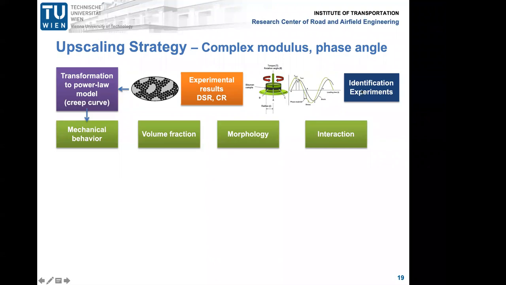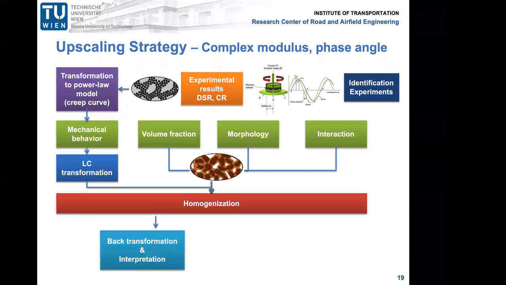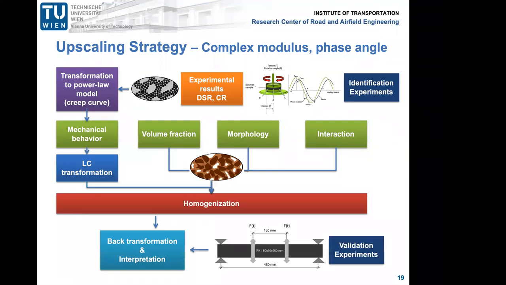We have to do some identification experiments on the binder scale. So here I already mentioned that we are using the DSR or the creep recovery tests as experimental results to fit the power law model. Then we can transform it. The viscoelastic behavior of the binder is transformed as explained into the Laplace-Carson space. Then we can apply the homogenization strategy on the respective level. We have to back transform then the solution as mentioned in the last slide. And of course, we have to interpret it.